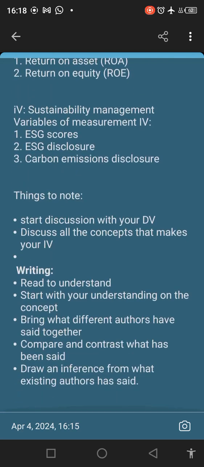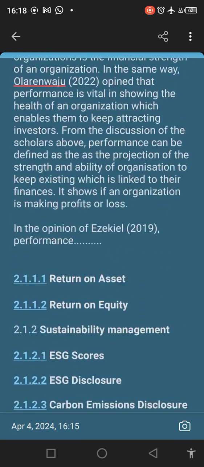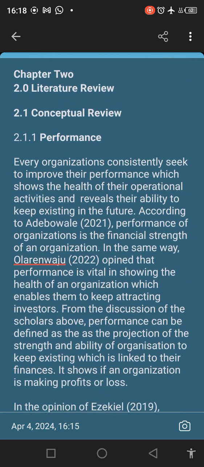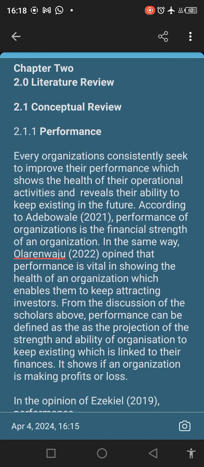Another thing that is quite important that you need to take note of while writing is that you start with your understanding of the concepts. We've read that. We've discussed that. Then number 3, bring what different authors have said together. We've demonstrated that here. What different authors have said, you bring them together. What Adebowale said, which is linked to what Olarewaju said.